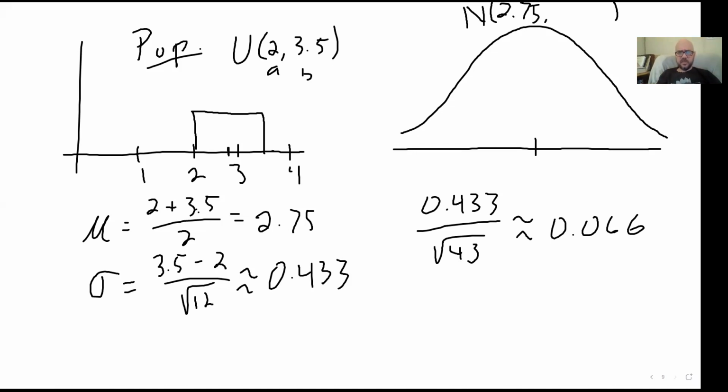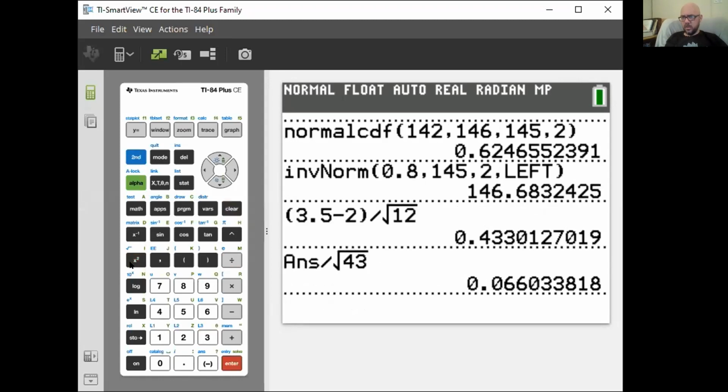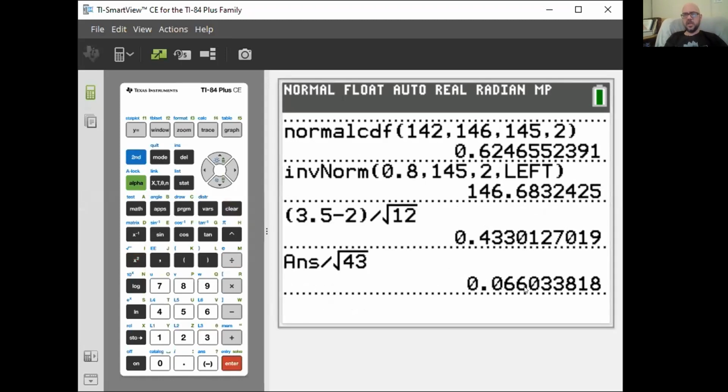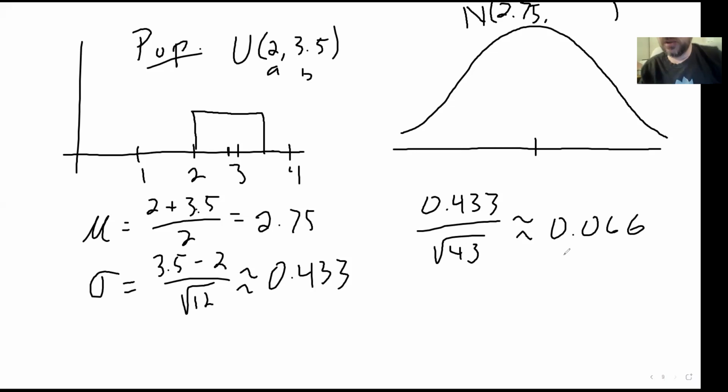Let's make sure I've done that correctly. So it's 0.43. Oh, I guess I can just do this divided by the square root of 43. Yeah, 0.066 is the standard deviation of the sampling distribution, or the standard error. I should just use the terms right away. So this is the standard error, 0.066. Right, but it's still centered at 2.75. So whenever we're asking about the mean length of 43 songs, we're going to be using this distribution here.